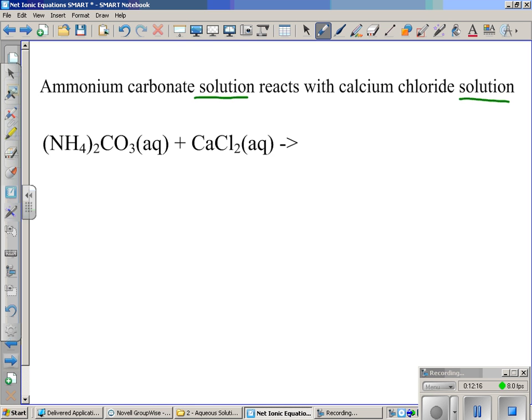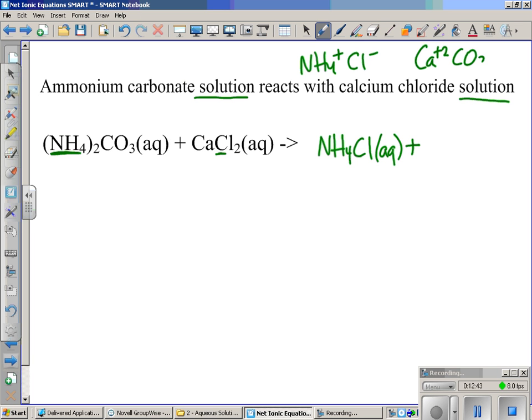So you should have written (NH4)2CO3 aqueous, plus CaCl2 aqueous, yields. Now we have to do our double replacement reaction. So we're going to get NH4 with chlorine. That's going to make NH4Cl, because again, NH4 has a +1 charge, chlorine has a -1. And see that ammonium there? I immediately know this one is aqueous. So that's good. And then calcium is going to go with carbonate, like so.